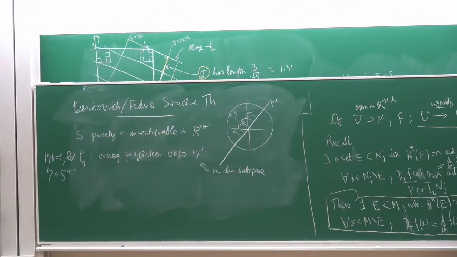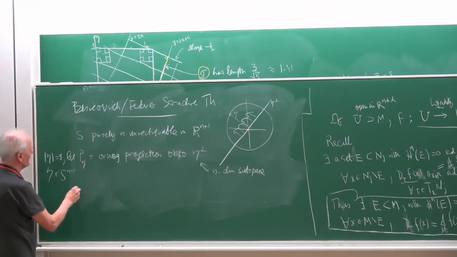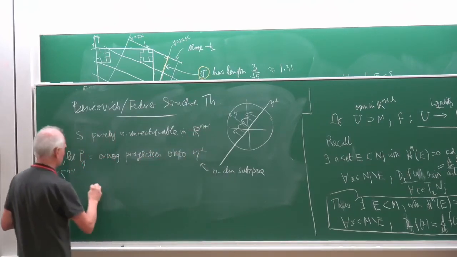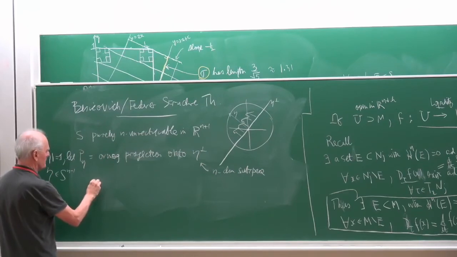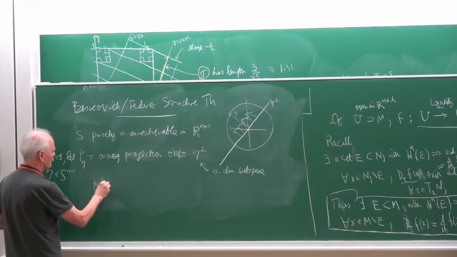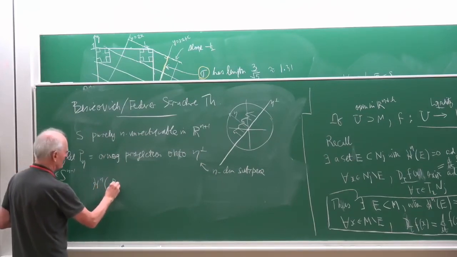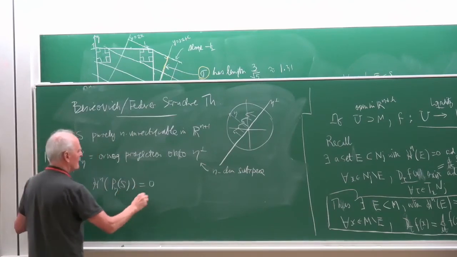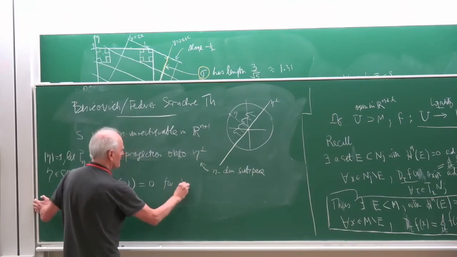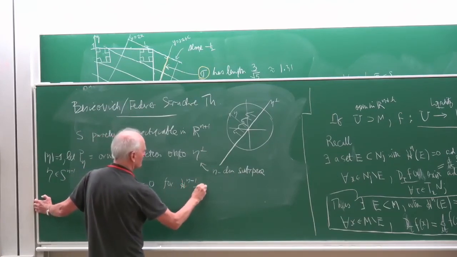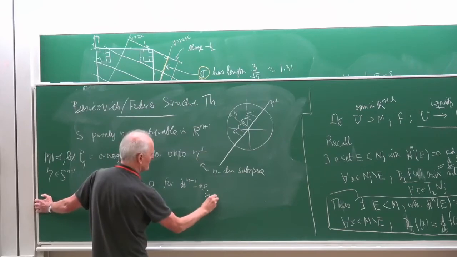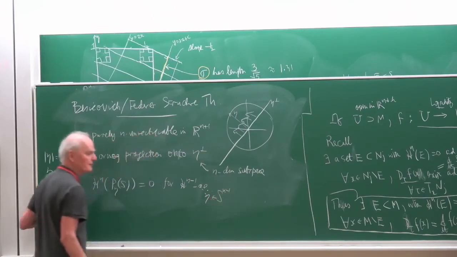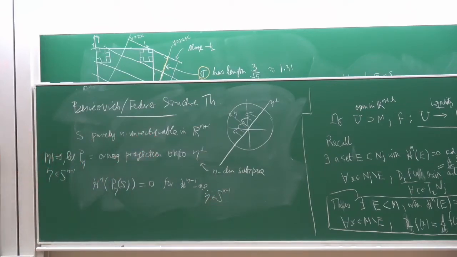Then the Besicovitch-Federer theorem in this case, when we're in R^(n+1), says that the n-dimensional Hausdorff measure of P_eta S is equal to 0 for H^(n-1) almost every eta in S^(n-1). For almost every direction, in other words. For almost every direction it projects as a null set.